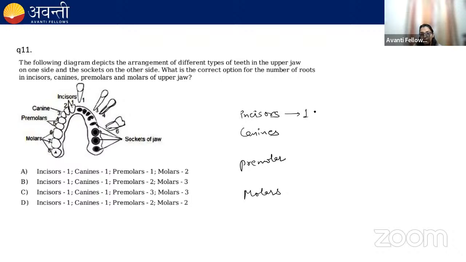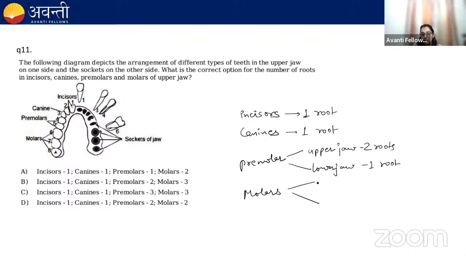Incisors have one root. Canines have one root. Premolars, in the upper jaw, have two roots. In the lower jaw, they have one root. Molars, in the upper jaw, have three roots. In the lower jaw, they have two roots.